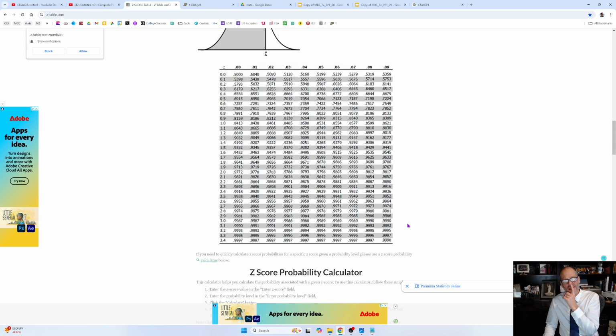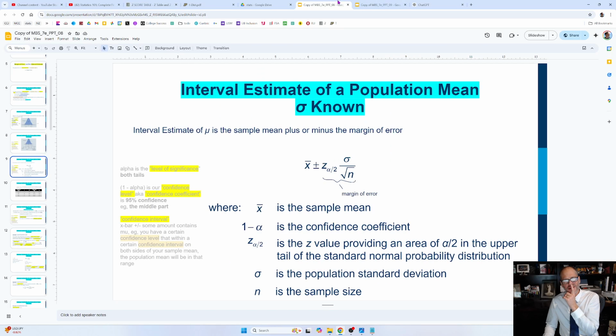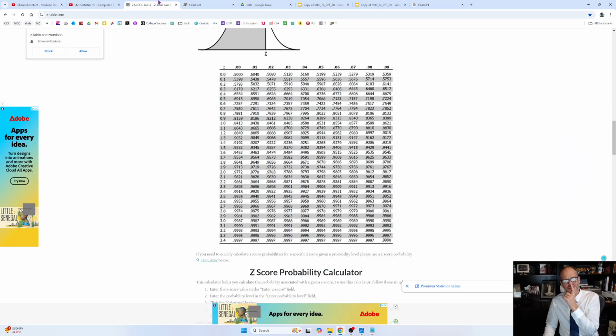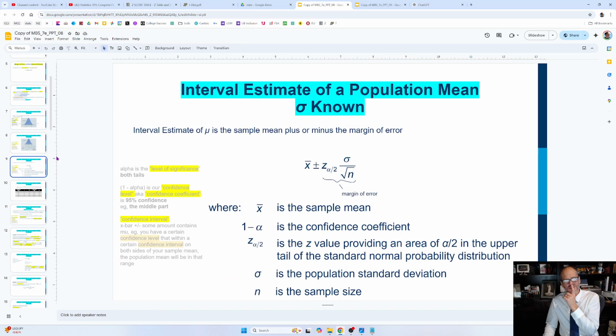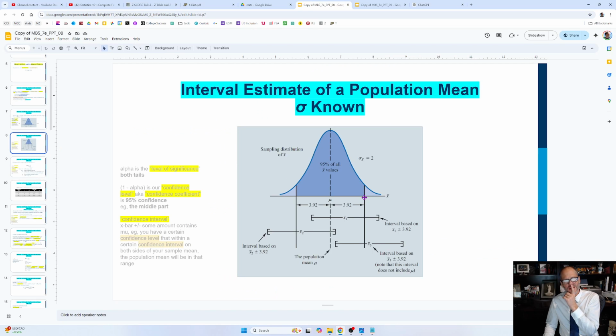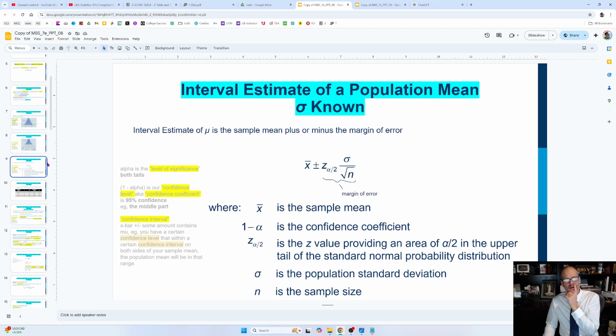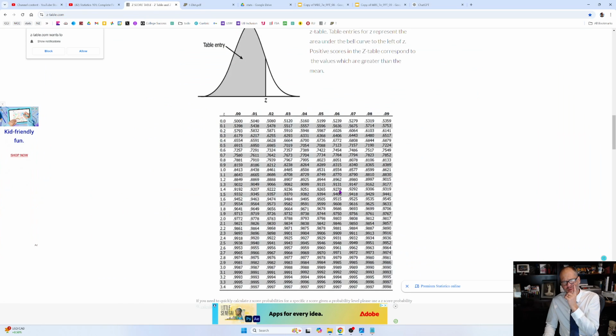1 minus 0.025, because here our z-table shows us all the data from the point over to the left. So from this point here over to the left, this is 0.025, so that means this is 0.975. And 0.975 is right here, it's 1.96.